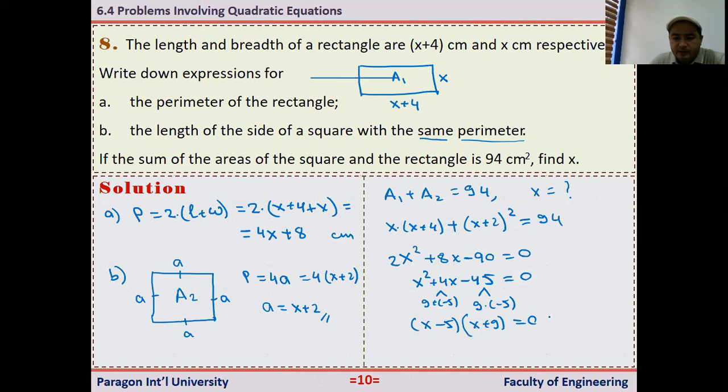All right. From here, okay, we have 10 minutes left. x equals 5 or x equals negative 9. And since x represents the length of the rectangle, right? So this answer is rejected. And what is the answer? The value of x is 5.